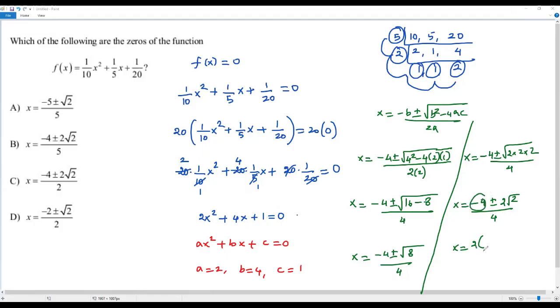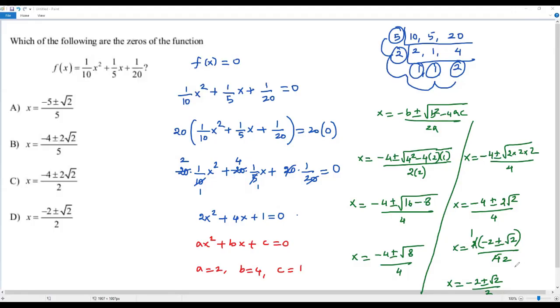When I divide negative 4 by 2, I am getting negative 2. When I divide the other term by 2, the 2 over here and the 2 over here will cancel. I am getting plus or minus the square root of 2, over 4. I have done factoring. Now 2 goes into 2 one time and 2 goes into 4 two times. Here I get x equals (negative 2 plus or minus the square root of 2) over 2.